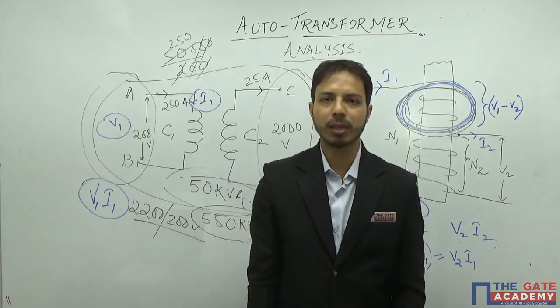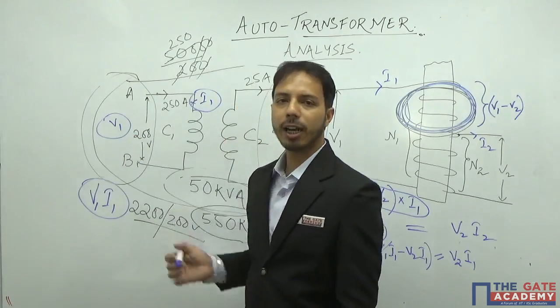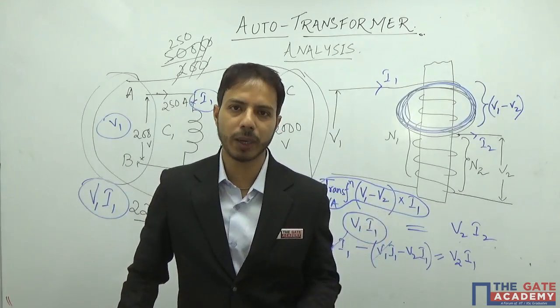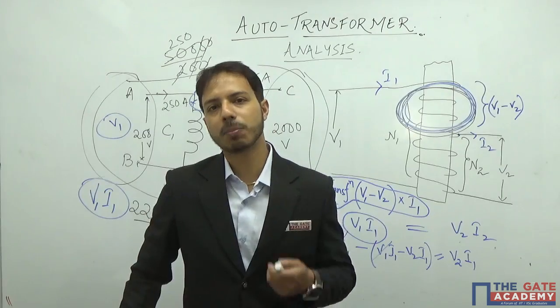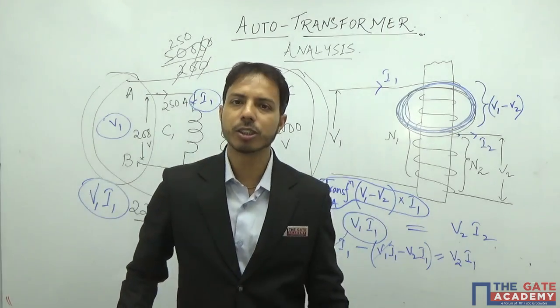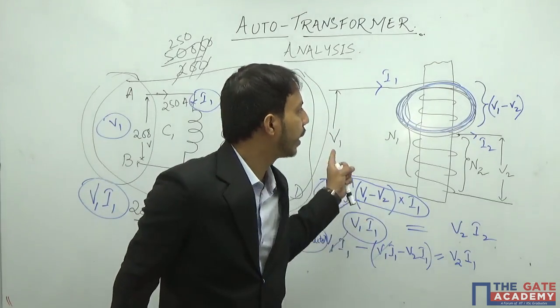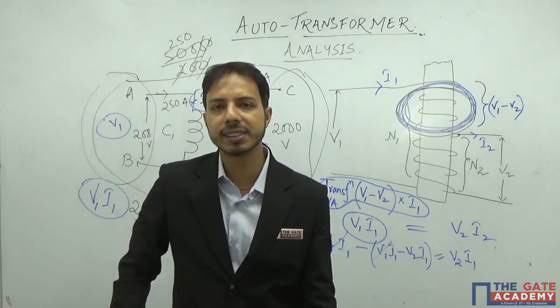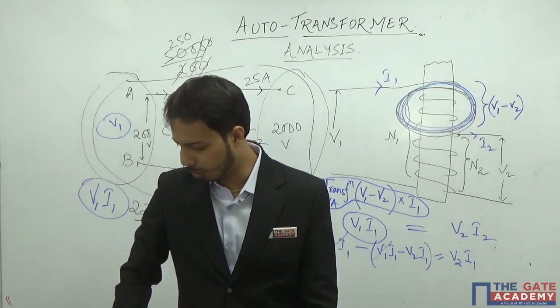That means, in a two-winding transformer, the power is transferred only by transformer action. Whereas in an auto transformer, the power is transferred by transformer action as well as by conduction. So this is the reason why I am getting a higher kVA output in an auto transformer as compared to a two-winding transformer.